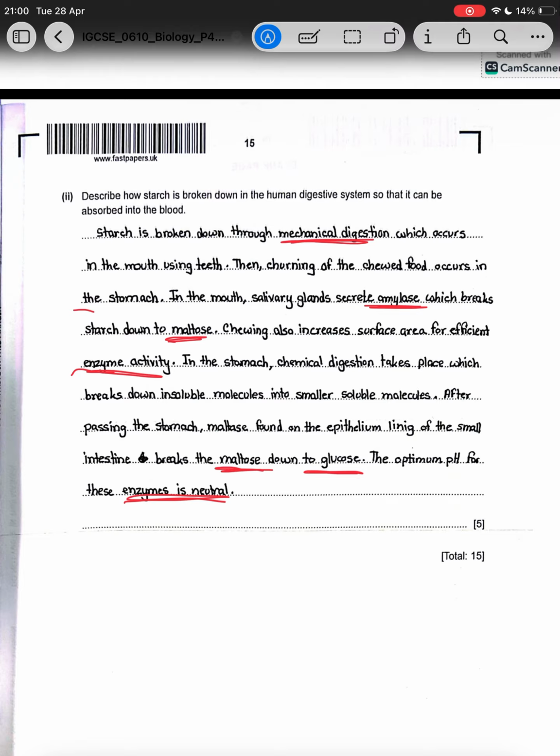So what happens is starch is broken down into amylose, and then amylose is broken down into maltose, and then maltose turns into glucose.